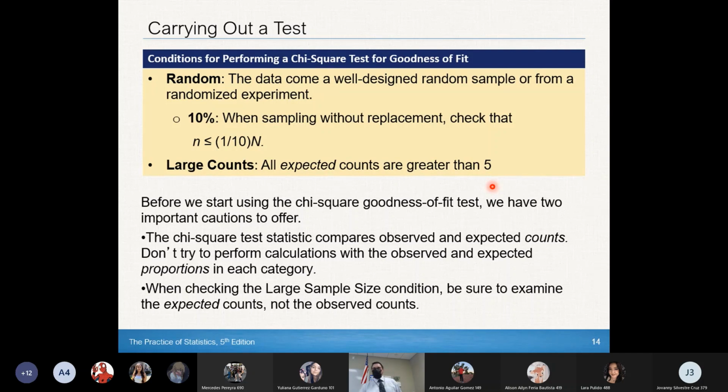These are very important points. The numbers you're going to be working with in your calculations will be counts, observed and expected. The expected counts are what we check for the large counts condition. Or they call it the large sample size condition.